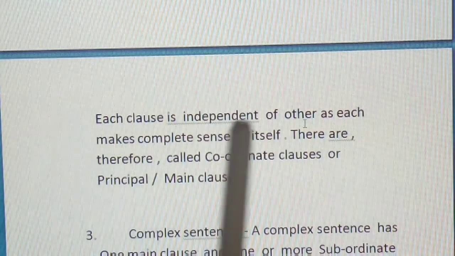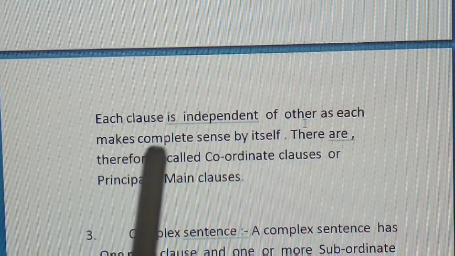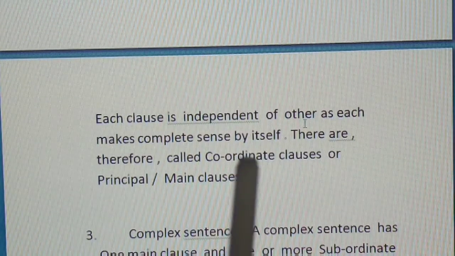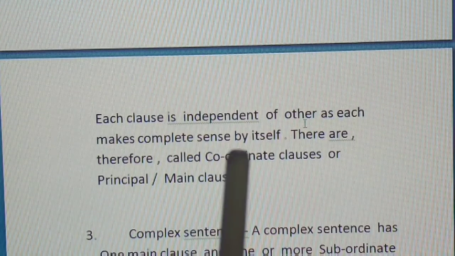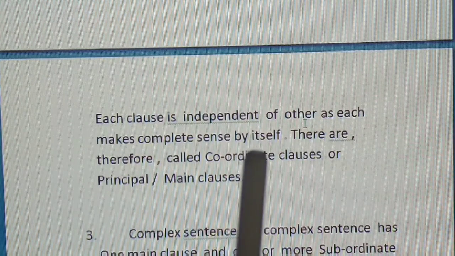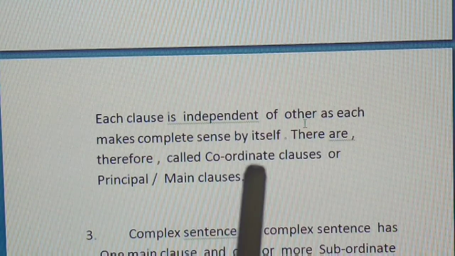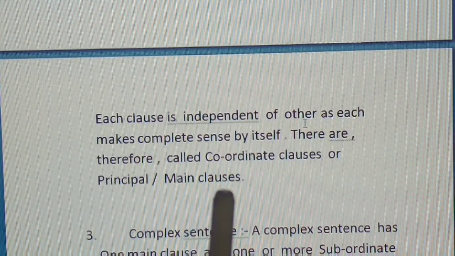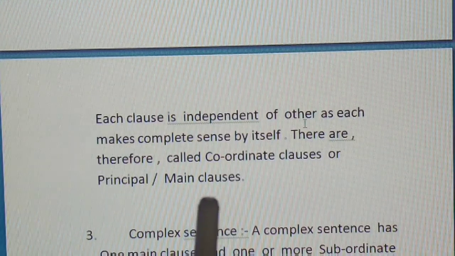Each clause is independent of the other as each makes complete sense by itself. Har clause ek dusre se independent hota hai aur dono ka complete sense hota hai by itself, jaisa abhi maine bataya tha, apne apne sense complete hote hain. They are therefore called coordinate clauses or principal or main clauses. That's why inko kehte hain coordinate clauses ya phir principal ya phir main clause.